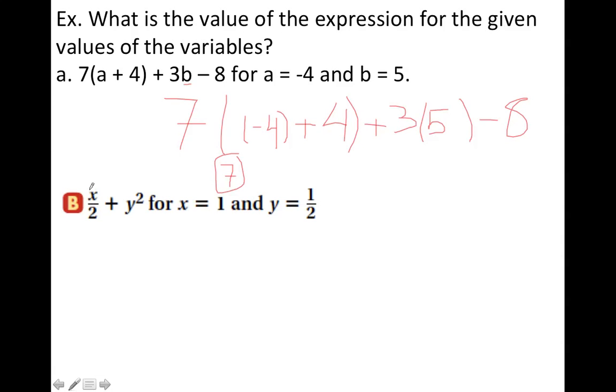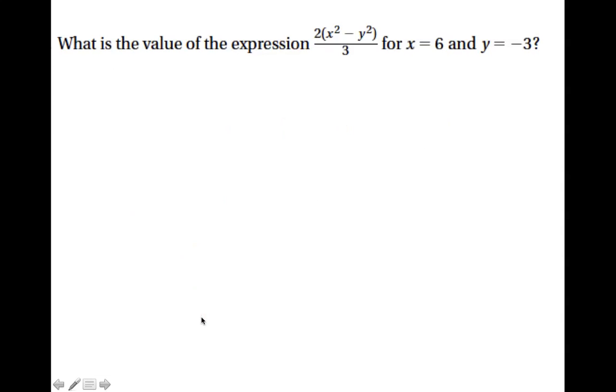Alright, so once you plug in 1 for x and 1/2 for y, you should get 3/4. Notice how I read it as a fraction. I did not write 0.75 because I do not like decimals. And this is the same thing.